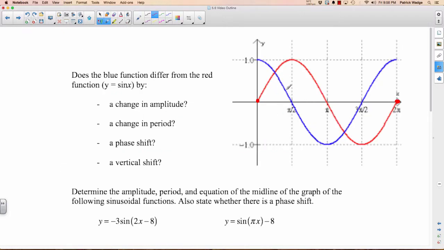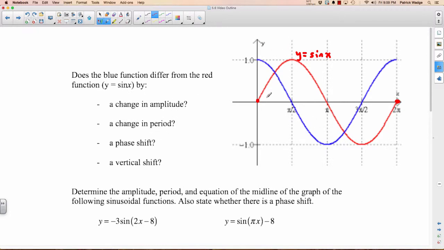I know you can't see red and blue on your paper, but you can see the red curve here and the blue curve there. The red one is actually your mother function, the y equals sine x graph we've looked so much at over the last few days. What I'm asking is, if there's some changes done to this red one to turn it into this blue one, did these changes involve a change in amplitude?